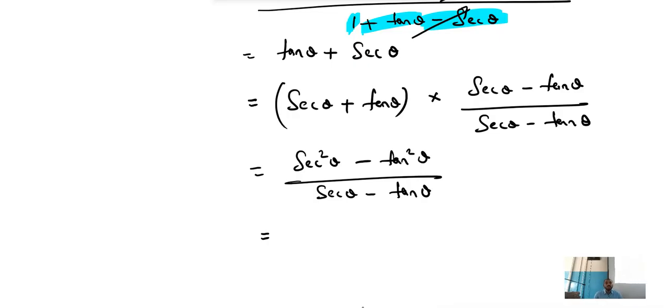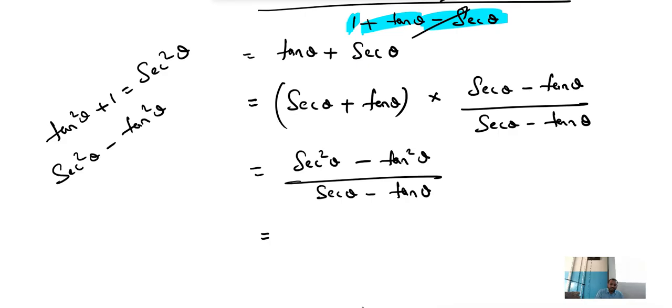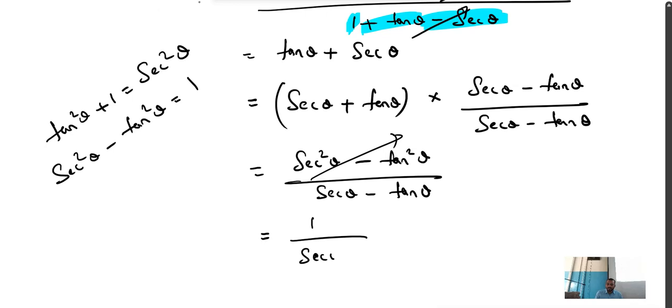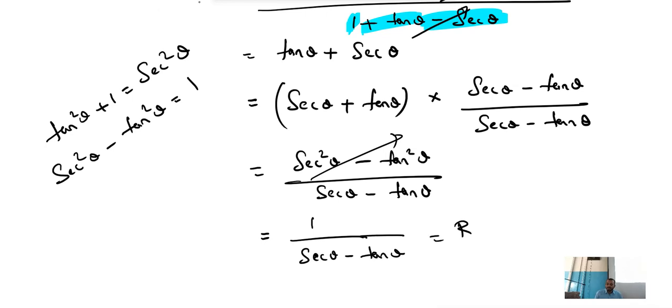We know that tan square theta plus 1 is equal to secant square theta. According to this, secant square theta minus tan square theta is equal to 1. So this will become 1 by secant theta minus tan theta. That is our RHS. Hence proved.